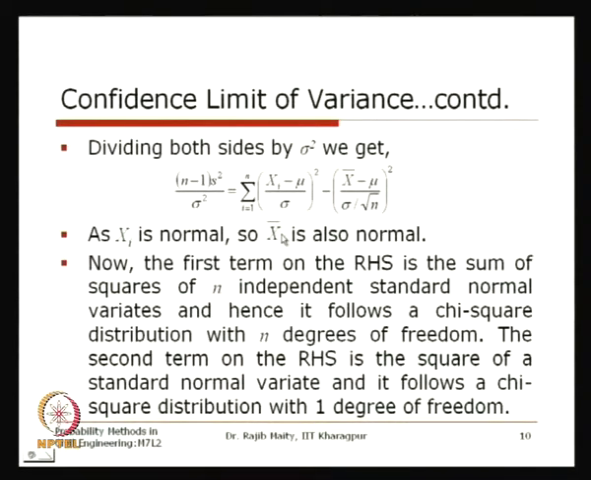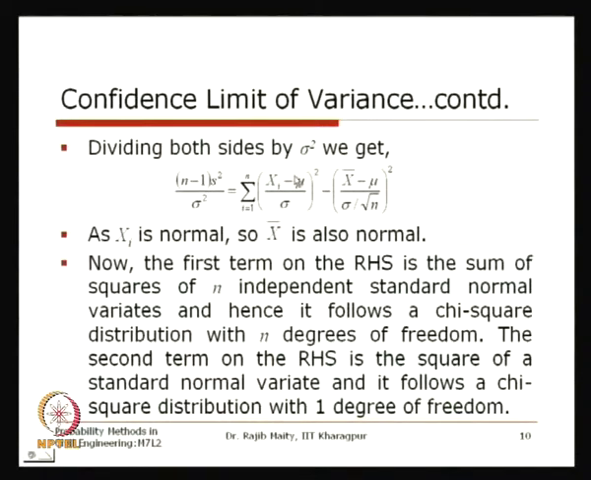But in case of the variance, the assumption that the distribution of the population is normal is more crucial. Here xi is normal, so x bar is also normal. Now if we look at the right hand side of this expression, there are two components. What is the first term? The first term is the sum of the squares of n independent standard normal variates. xi is normal with mean mu and standard deviation sigma, so xi minus mu by sigma is a standard normal variate, and we square it and sum up n such standard normal variates.